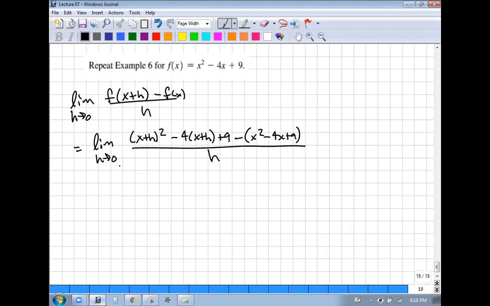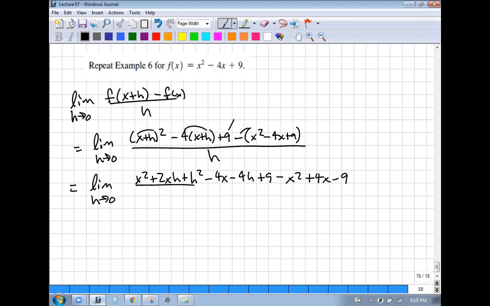Now the limit as h goes to 0, you just plug in a 0 for h, right? That's where you're going. But if you do that, you're dividing by 0, and that's a problem. So in calculus, we just have to fix this. So if we multiply this thing out, x times x is x squared. We get the 2xh and the h squared. So that's that thing squared. So we got the minus 4x and the minus 4h. And then we have a plus 9. And then a minus x squared and a plus 4x and a minus 9, and all over h.